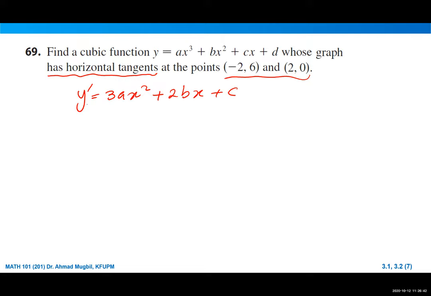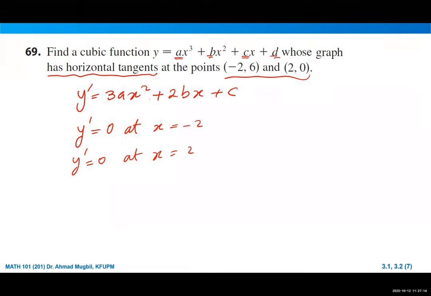So the idea now, we have the function and we have the derivative. Now we want to find A, B, C, and D for which the graph has a horizontal tangent at this point. So what does that mean? That means that y prime equals zero at x equals negative 2, and also y prime equals zero at x equals 2. So when I put x equals negative 2 here, I should get zero. We have four unknowns, and we should have 4 equations to find them.